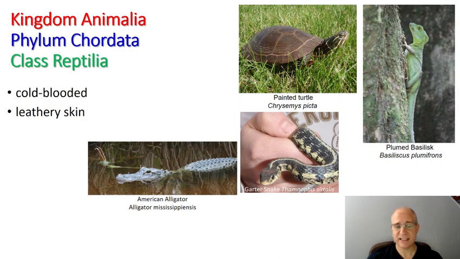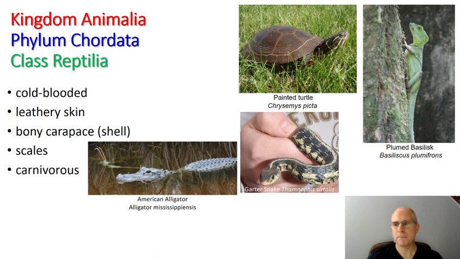They tend to have leathery skin, some of them, like the crocodilians there. Some of them, like the turtles, are going to have a bony carapace or a shell, and some of them, like the snakes, are going to have scales. So lots of different types of skin coverings in the reptiles. Many of them are carnivorous, so they're going to be eating other things for food. Some of them are herbivorous. Some of the lizards are herbivores. Some of the turtles are herbivores. Many of them are scavengers, so lots of scavenger turtles in particular, although alligators will scavenge dead stuff too.